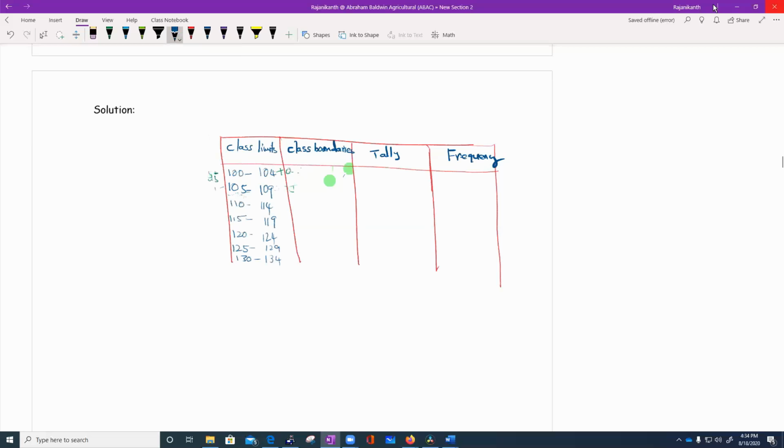So in that manner, if you complete, let me copy down the answer. Please make sure that you are getting this all. 99.5 to 104.5, and 104.5 to 109.5, and 109.5 to 114.5, 114.5 to 119.5, 119.5 to 124.5, 124.5 to 129.5. So 129.5 to 134.5.